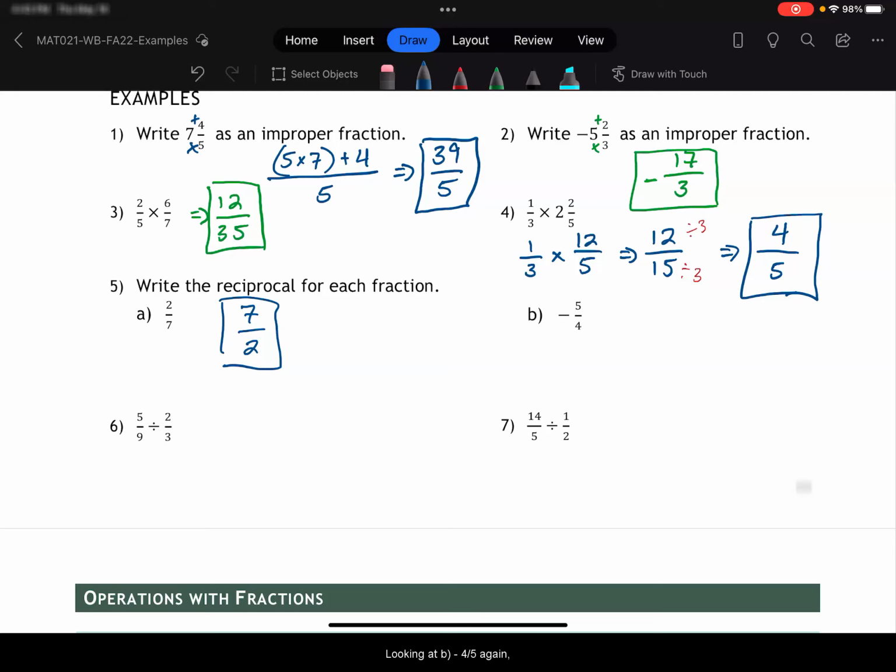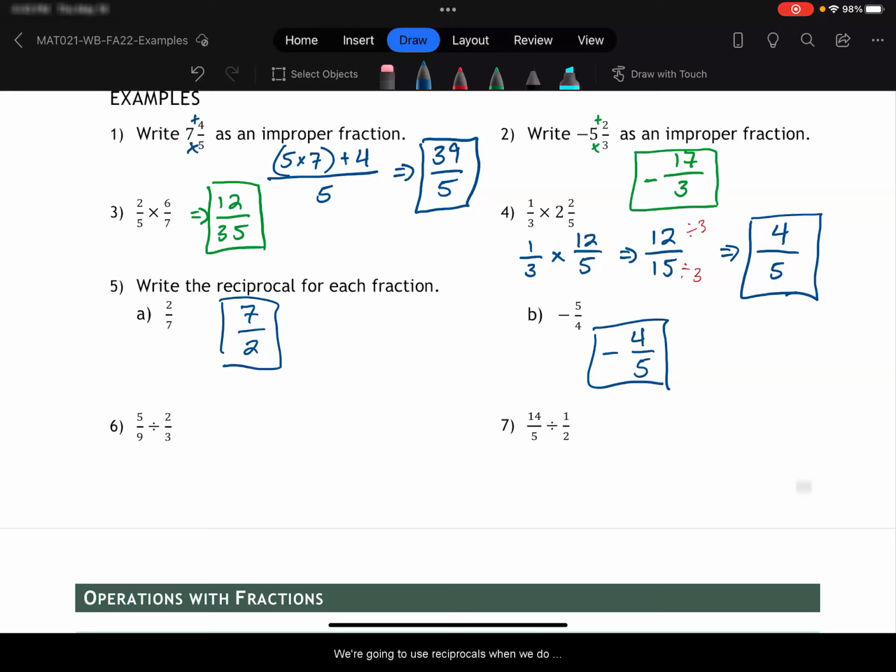Okay. Looking at B, negative 4/5. Again, we don't change the sign. It's going to say negative. We're just flipping the fraction part. So negative 4 over 5 would be the reciprocal of negative 5/4.